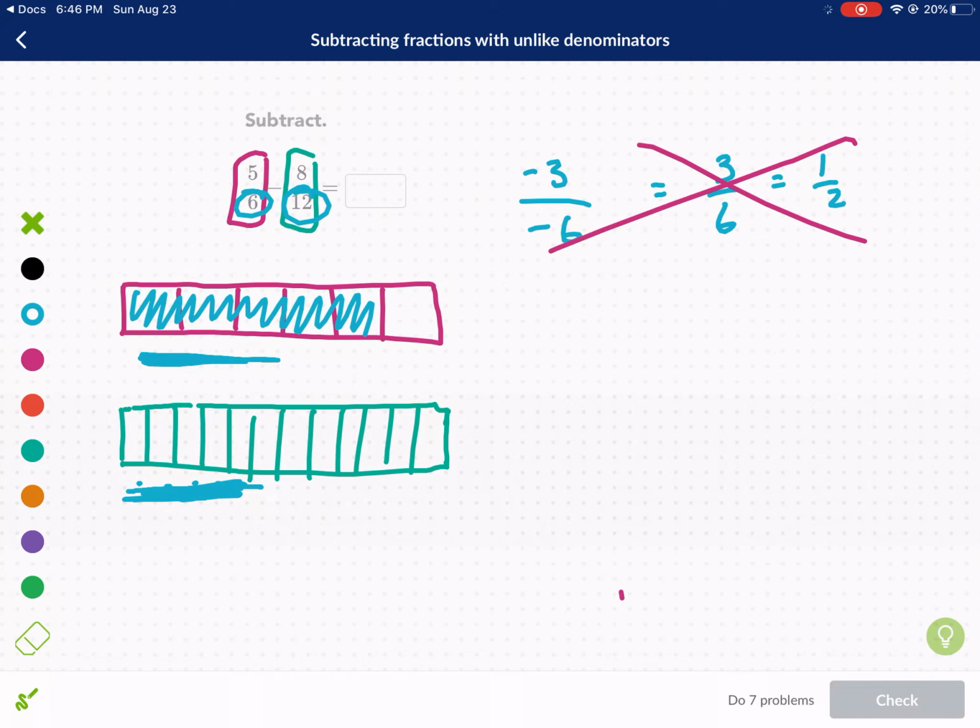That's what people do. They're like, oh, I did 5 minus 8 and I had 6 minus 12, but they're not the same thing. You need to convert them to be the same thing. So how does that happen? Well, a lot of times what you do is you convert the smaller denominator to have the same number as the bigger denominator. Why is that? Well, it's easier to split the big pieces up into smaller pieces than it is to go the other way around.